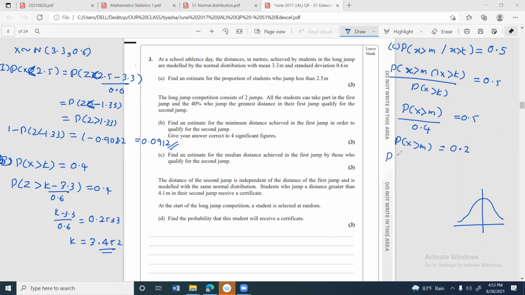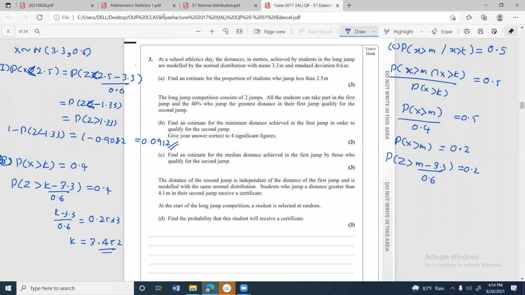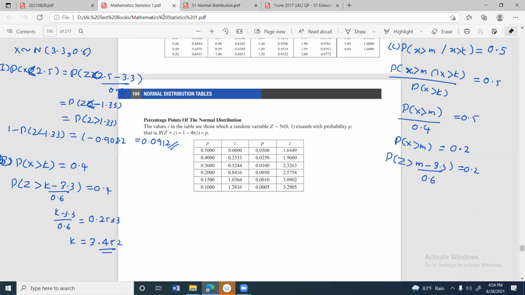Then we will make them into standard normal. M minus 3.3 divided by 0.6 should be greater than 0.2. Then, for the greater region 0.2, you can find it from the normal distribution table. I'll work it out over here. For the greater region 0.2 there is 0.8416. The greater region standard probabilities are there, so 0.2 corresponds to 0.8416.